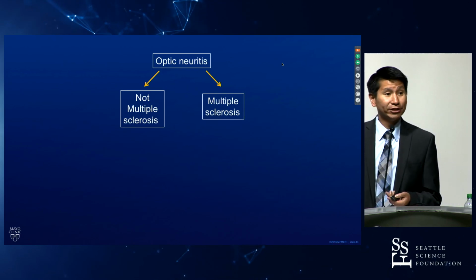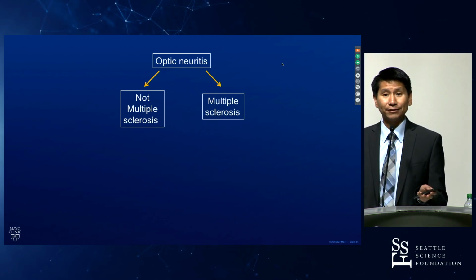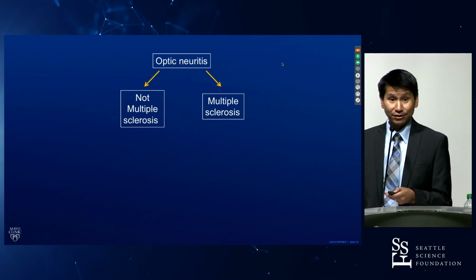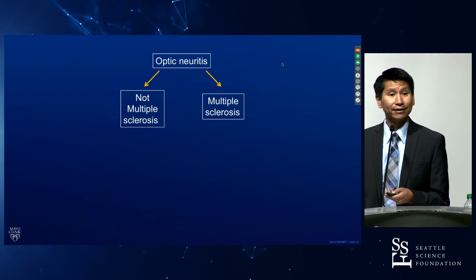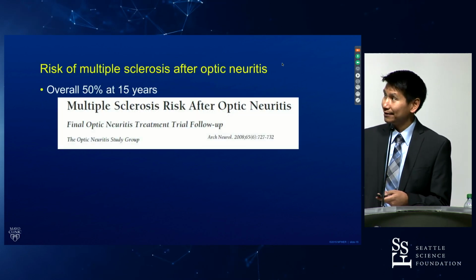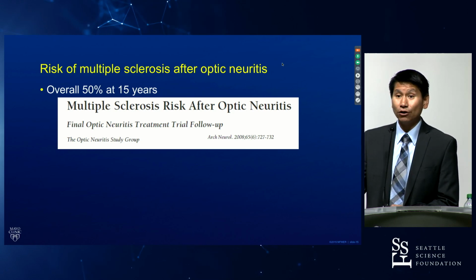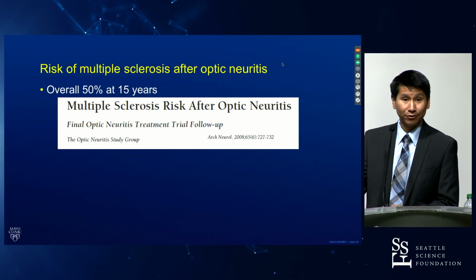At the time of the Optic Neuritis Treatment Trial, really the main dichotomy is if you have a patient with optic neuritis, is it going to be MS or not? And so that was another main question that the ONTT tried to answer. And they did so excellently. They followed these patients for 15 years, and they found that the overall risk of MS after a bout of optic neuritis is 50% at 15 years.